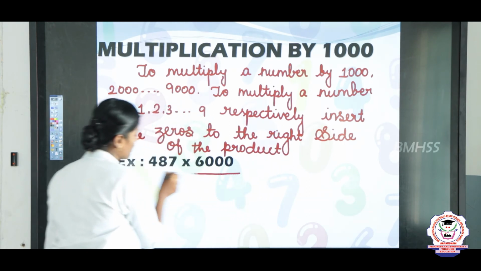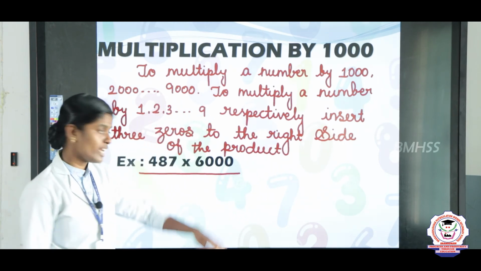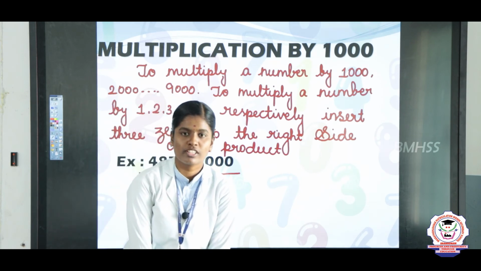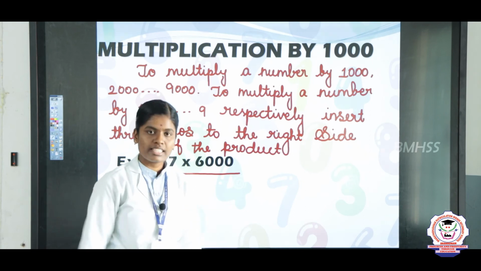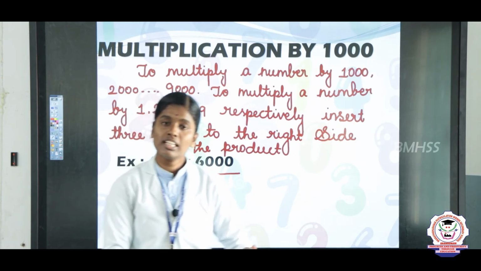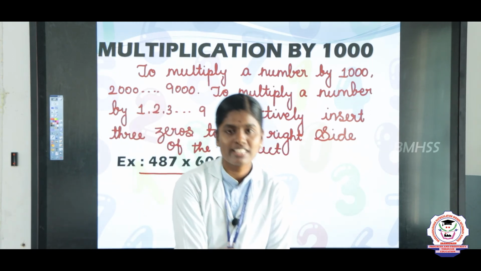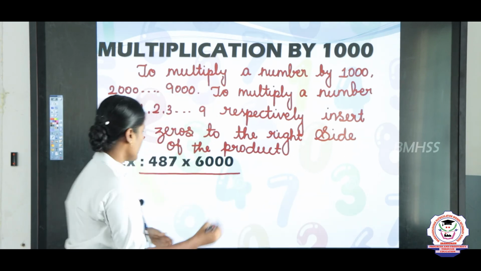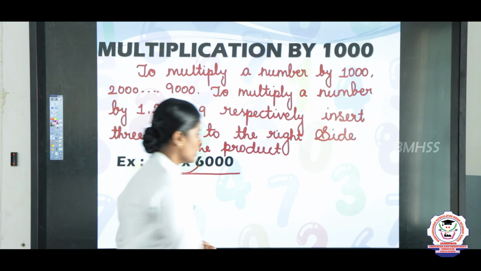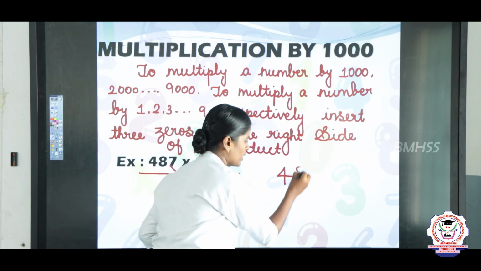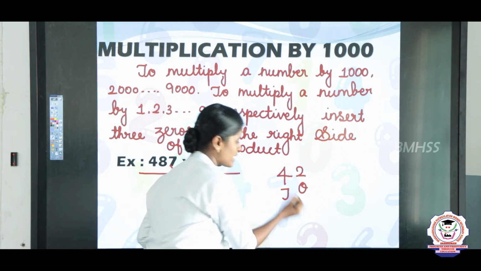So listen children, for example 487 is multiplied by 6000. First you are going to take 6 and multiply by 7, multiply by 8 and multiply by 4, and finally you should insert 3 zeros to the right side of the product. So take a 6 multiply by 7. So 6 sevens are 42. So write 42 here. This is ones place value and this is tens place value.